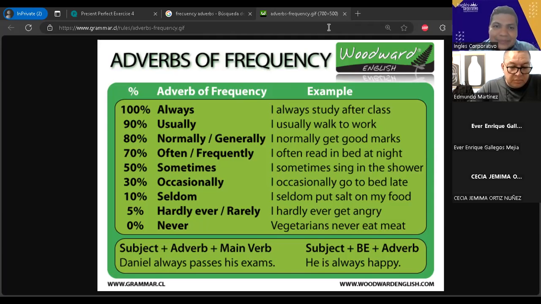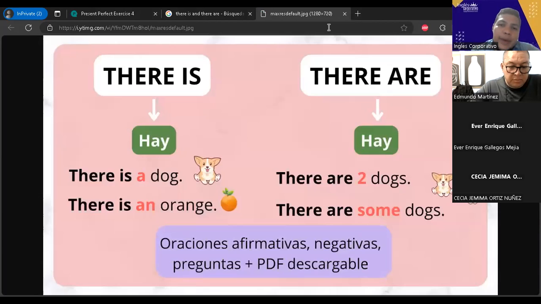Okay, take a look at this one. This is the one I was talking about. Take a look, right? There is and there are. Do you see that? Do you see the image? Yes, teacher. Excellent. So that's actually one of the topics that you have reviewed during this course, right? En este curso han visto también ese tema, which is actually very easy. There is and there are.